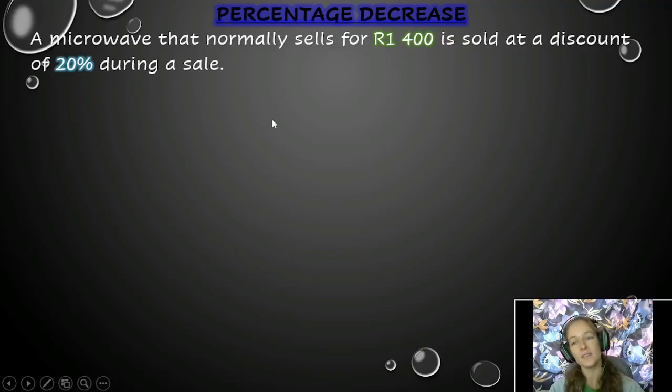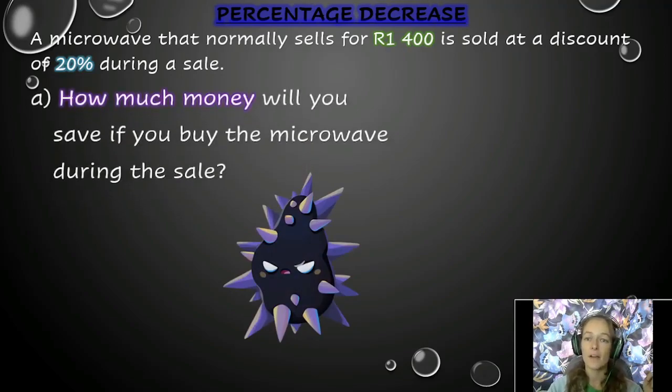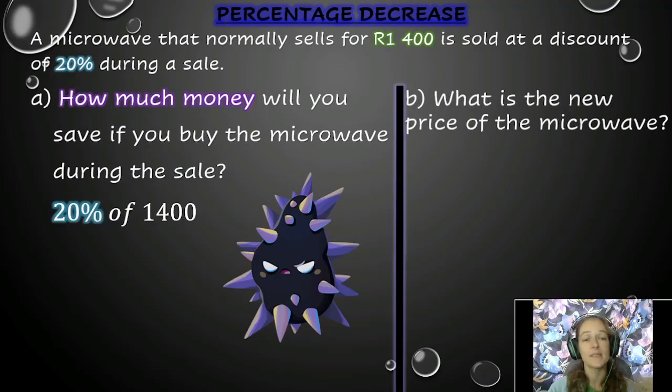Okay, let's do decrease now. Something where you might experience this, maybe you don't buy microwaves, but discounts at shops is a percentage decrease, and they're going to be looking at a percentage of the original price. So our microwave was 1,400. That is about the average price of a microwave, by the way. Being old, I know how much a microwave costs. So we're going to start with finding 20% of the original total, 1,400.